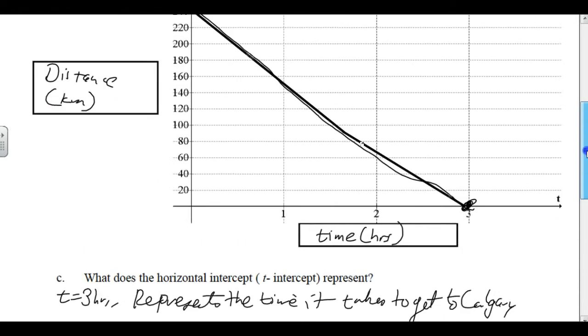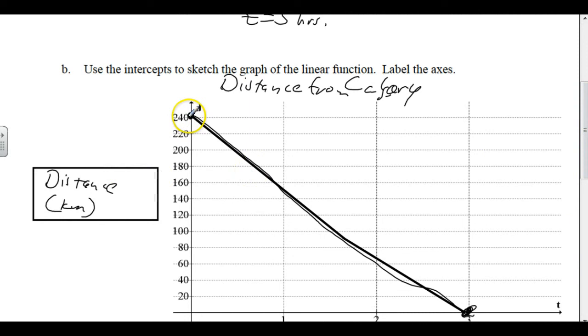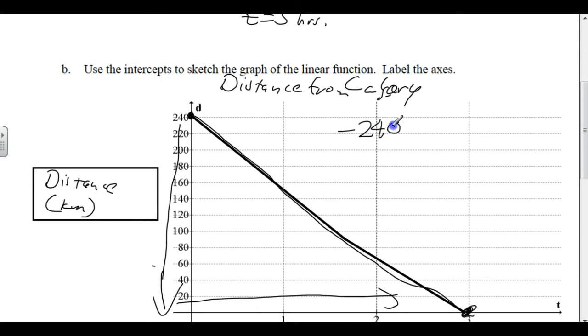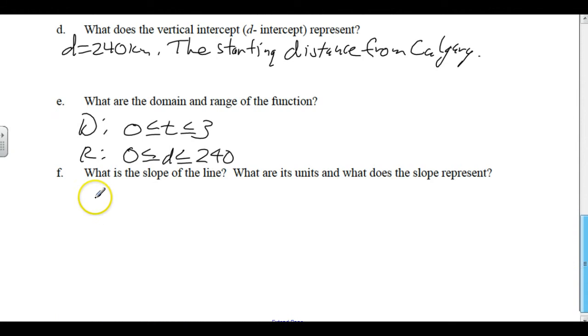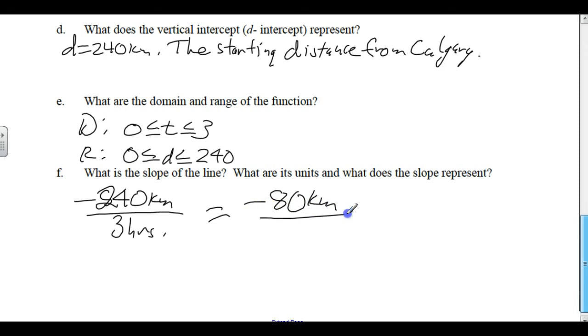What is the slope of the line? So down 240 in 3 hours, right? So minus 240 kilometers in 3 hours, which is negative 80 kilometers per hour. So the slope is down 240 kilometers in 3 hours. If we can, we'll do that as a unit, negative 80 kilometers per hour.